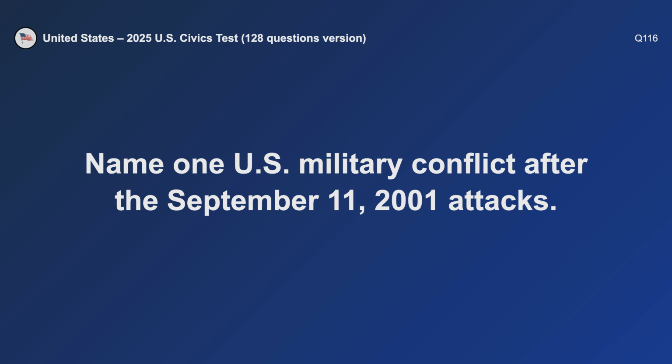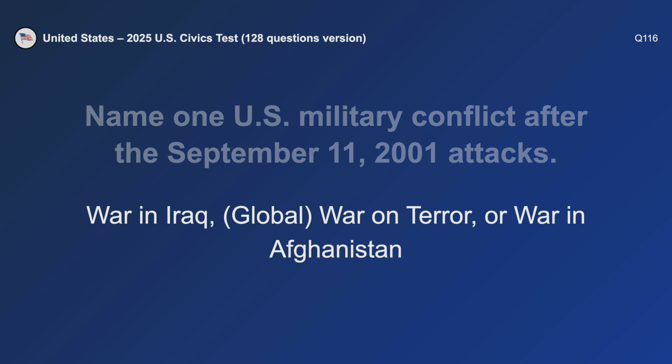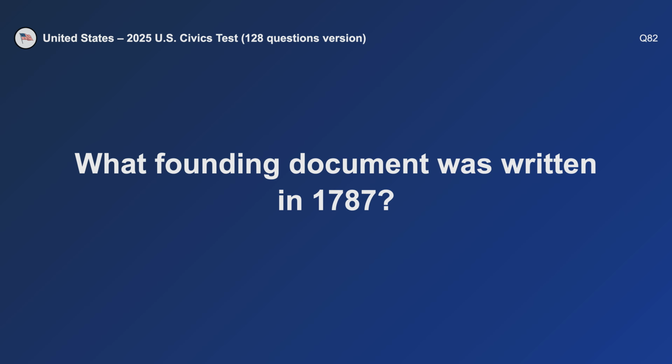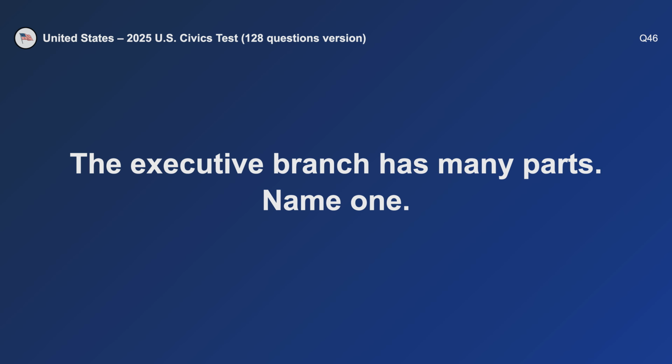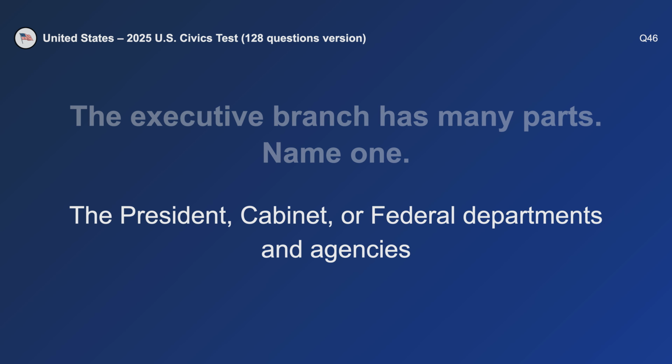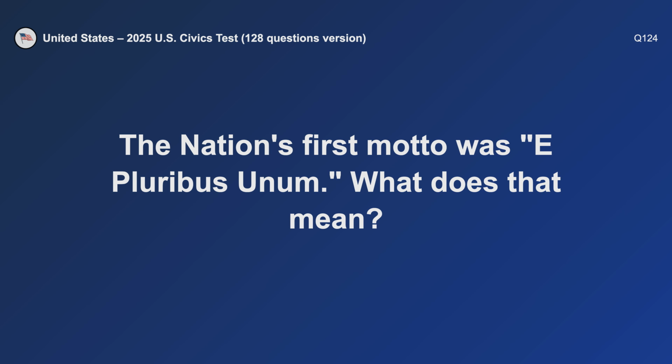Name one U.S. military conflict after the September 11, 2001 attacks. War in Iraq. What founding document was written in 1787? Constitution. The executive branch has many parts. Name one. The President. The nation's first motto was E pluribus unum. What does that mean?